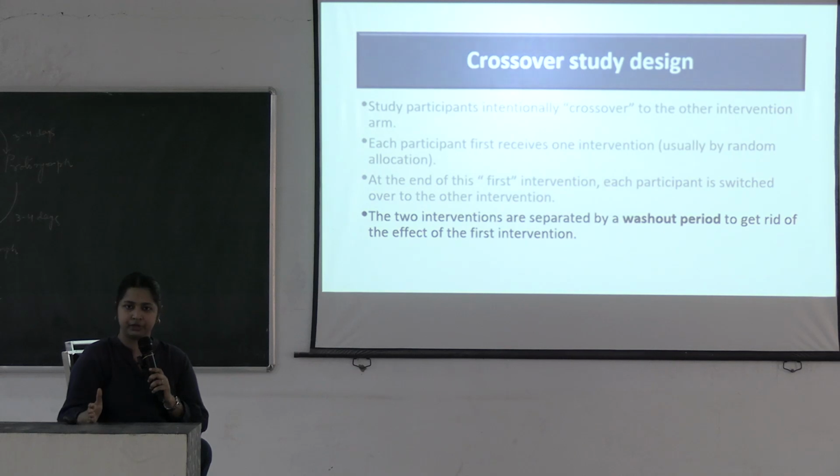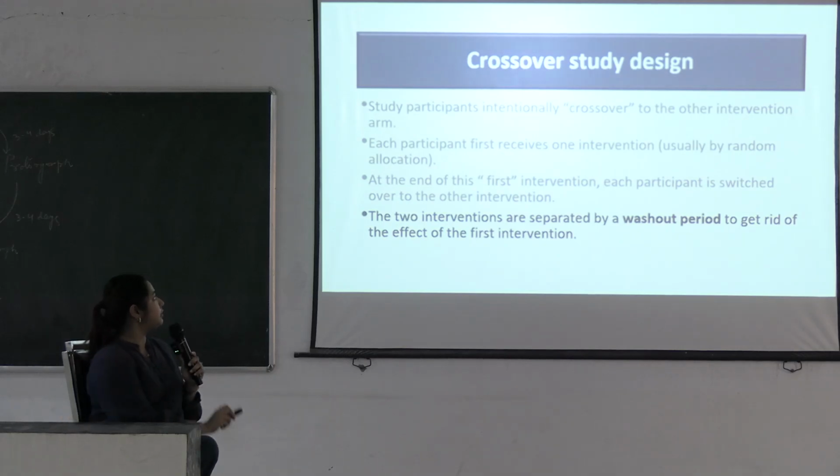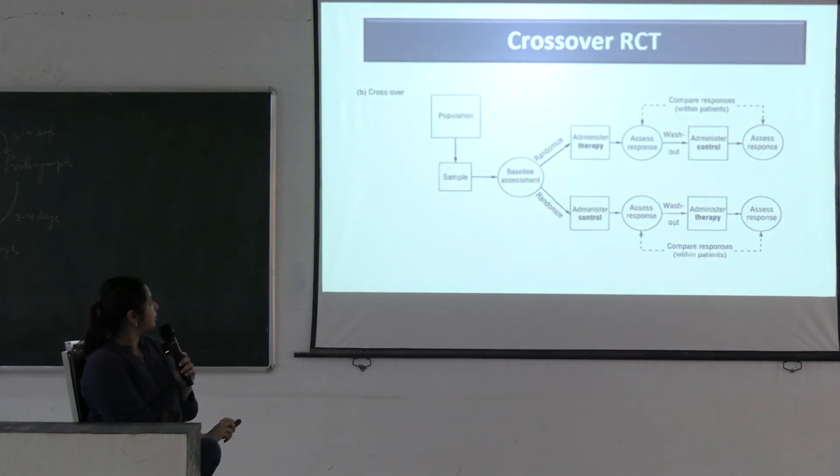Then there will be a washout period when the intervention's effect is going away. After that, you will again introduce another intervention to that group. So that is the crossover period. So it occurs for chronic diseases with interventions that have a short period of effect. Okay, so in those cases only you do the crossover study design.